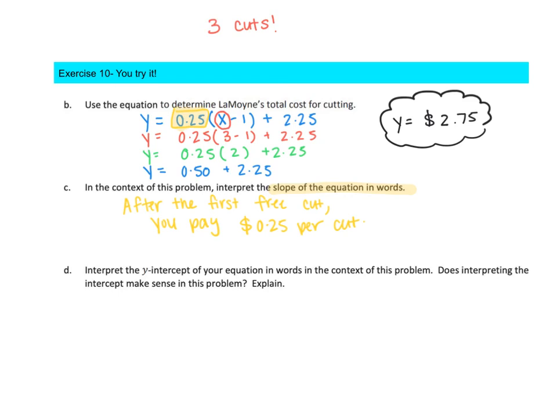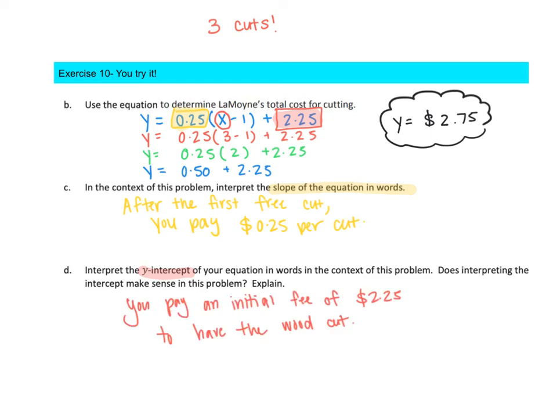Okay? Now I want you to interpret the y-intercept of the problem in words. So the y-intercept was this value right here, $2.25. What does that represent here? Go ahead and explain that in words down below. All right, I went ahead and I wrote that you pay an initial fee of $2.25 to have the wood cut. That is what that $2.25 represents here.